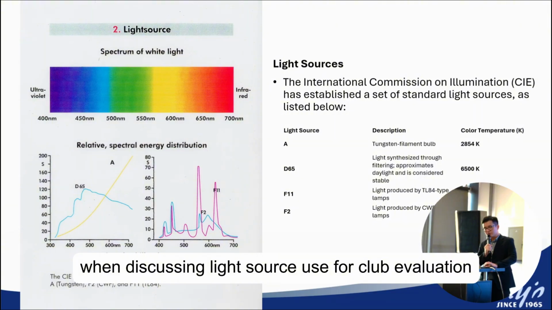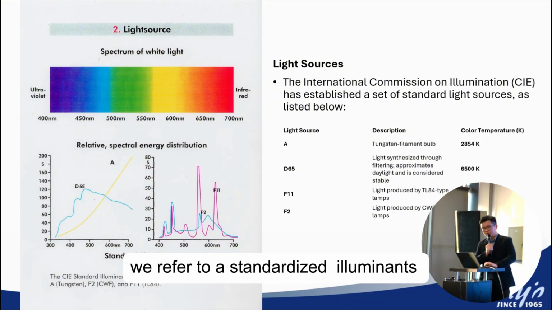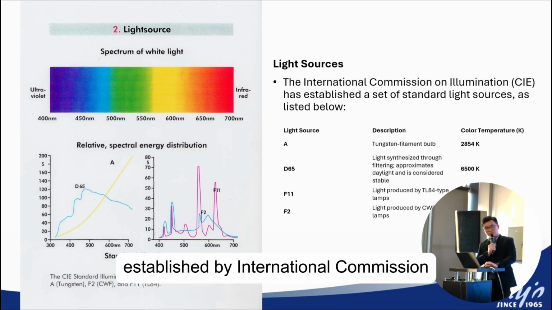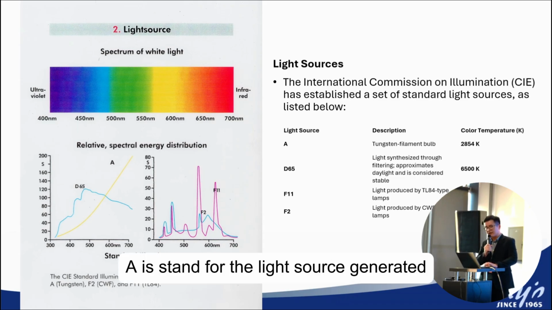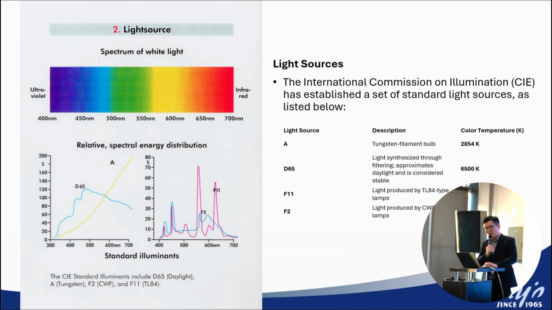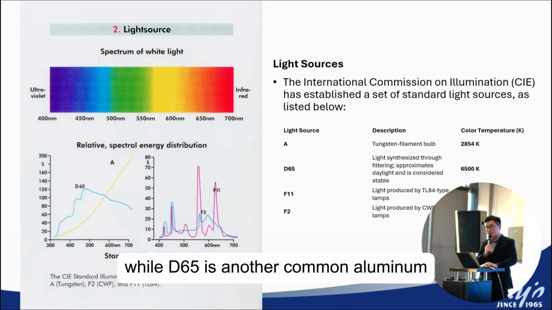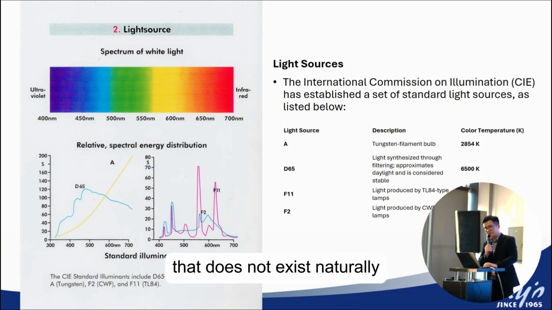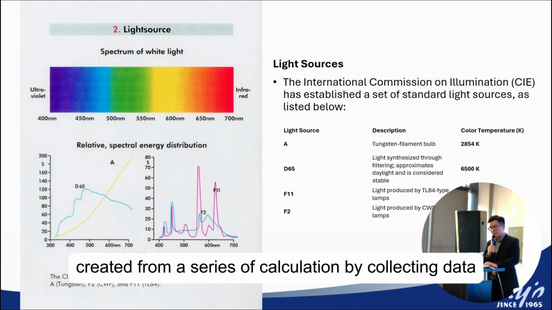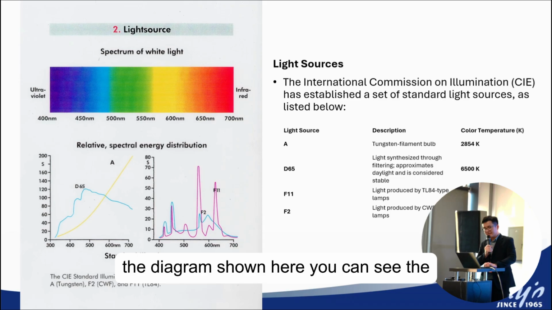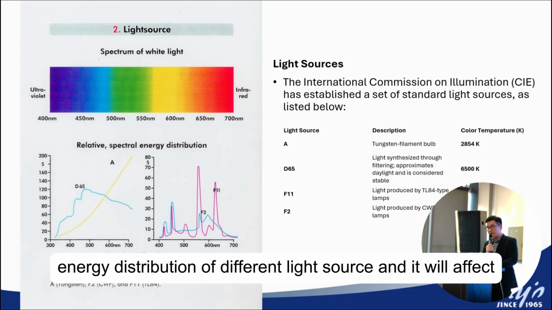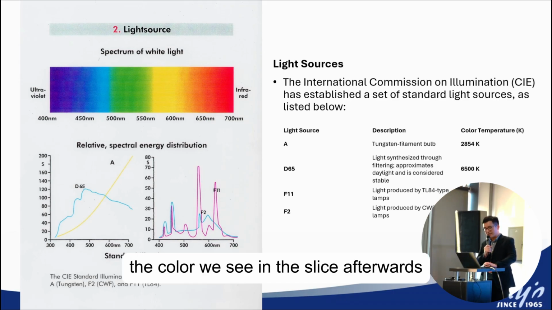When discussing light sources used for color evaluation, we refer to a standardized illuminant established by the International Commission on Illumination, the CIE. For example, A stands for the light source generated by a tungsten lamp, while D65 is another common illuminant that does not exist naturally. It is a synthesized standard created from a series of calculations by collecting data of natural daylight from sunrise and sunset. The diagram shown here shows the energy distribution of different light sources, and it will affect the color we see in the slides afterwards.